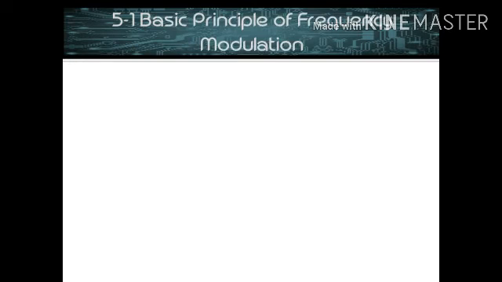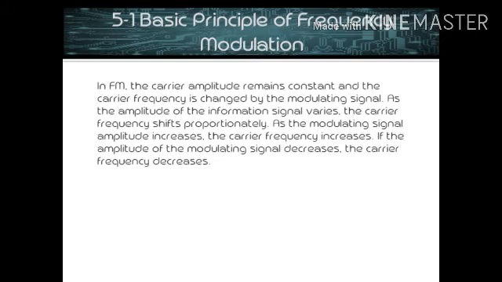Now for the first one, the basic principle of frequency modulation. In FM, the carrier amplitude remains constant and the carrier frequency is changed by the modulating signal. As the amplitude of the information signal varies, the carrier frequency shifts proportionately. As the modulating signal amplitude increases, the carrier frequency increases. If the amplitude of the modulating signal decreases, the carrier frequency decreases.